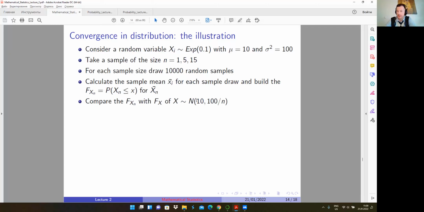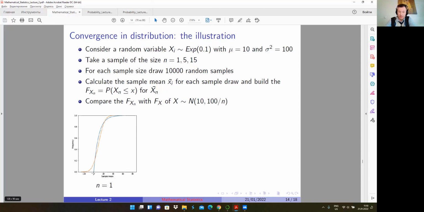And then I compare this with the CDF of a normally distributed variable x with mean 10, same here, and variance 10 over n. Remember that the sample mean is distributed with this variance, sigma squared over n, which in the first case is going to be 100. In the second case, it's going to be 100 over 5, which is 20. And in the third case, it's going to be 100 over 15, which is 20 over 3, right? So let's see what happens.